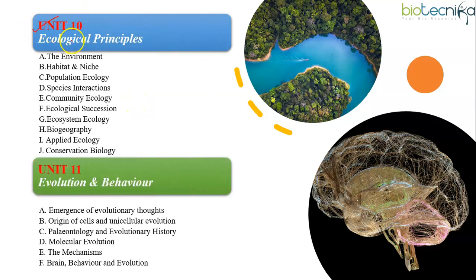CSIR NET Unit 10 is about ecological principles, which covers a broad range of topics related to the study of ecology and the principles that govern the interactions between living organisms and their environment. Unit 10 is a highly interesting and scoring unit. It carries a weightage of 5.7% in Part B and 5.3% in Part C. Mostly graph-based questions are asked in Part C of CSIR NET Life Science exam from this unit, and also questions are asked in combination with concepts from Unit 11, that is evolution.